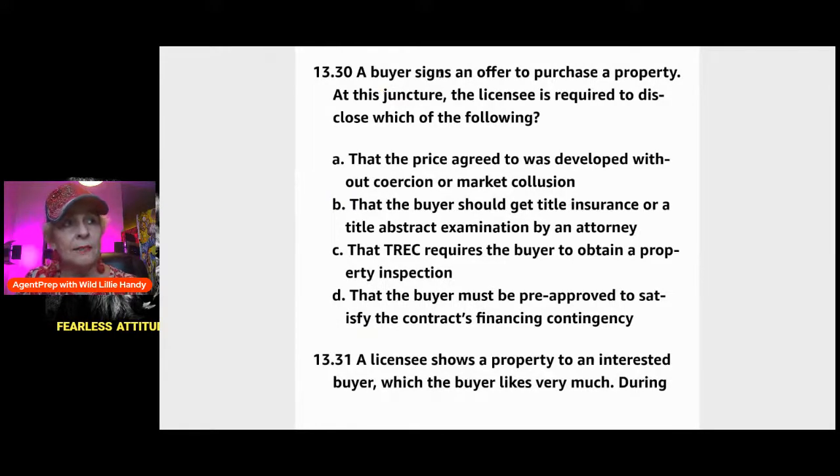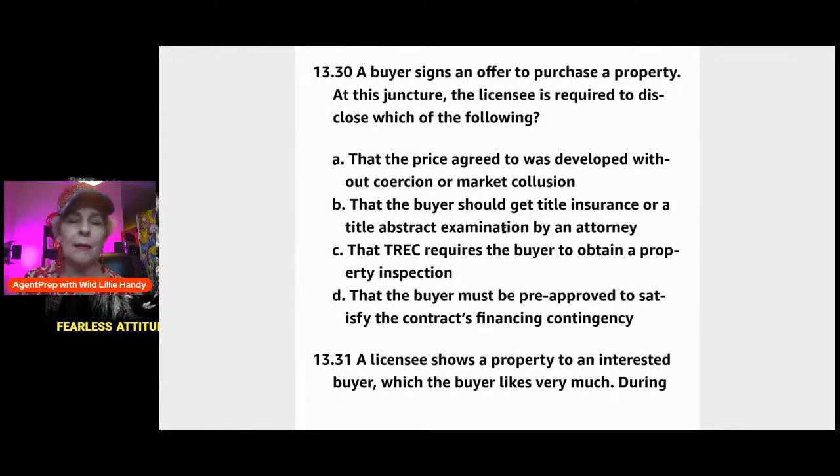So, it says a buyer signs an offer to purchase a property. At this juncture, the licensee is required to disclose which of the following: that the buyer should get title insurance. Well, that should have been disclosed prior to signing the contract. However, they could advise them to do it after, and to have an attorney do the abstract examination. And what is the abstract examination?